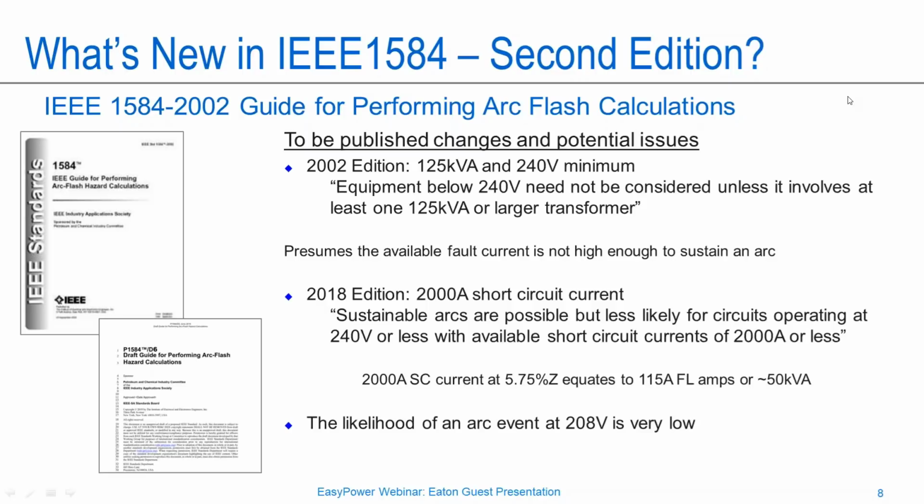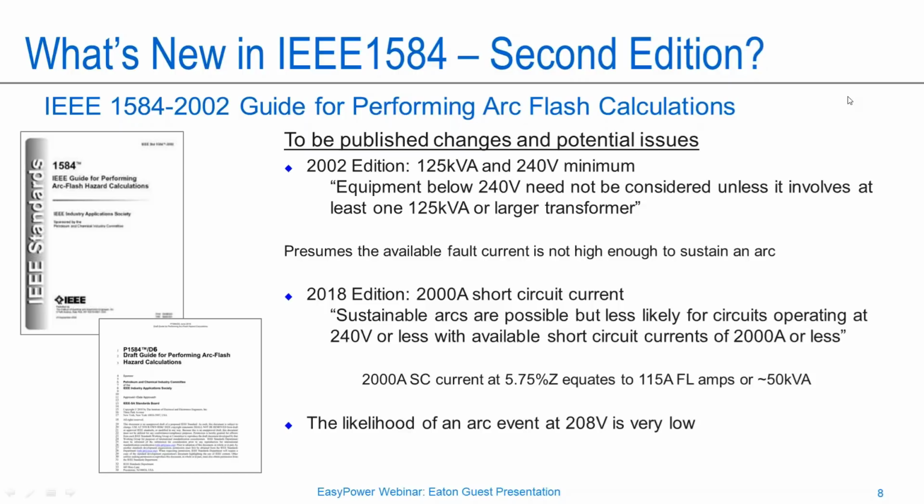So that provided power systems engineers a convenient floor where you could draw a line and say, hey, we're not going to model applications where we've got system MVA at 125 kVA and 240 volts. This presumed that the arc fault current wasn't going to be able to sustain itself at levels below that. The 2018 testing proved otherwise, and so it moved down the curve a little bit.